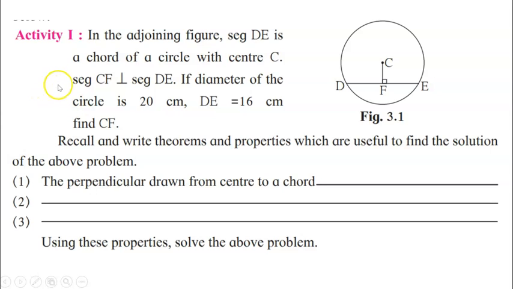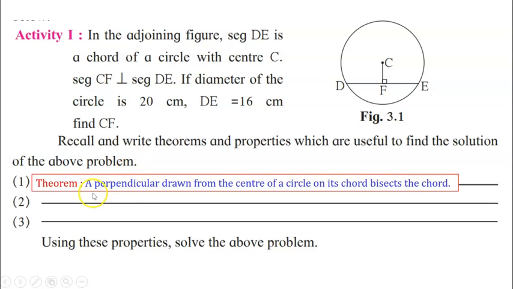Now see this here, first activity. In the adjoining figure, segment AB is a chord of a circle with center C. Segment CF is perpendicular to segment AB. If the diameter of the circle is 20 centimeter and AB is equal to 16 centimeter, find CF. Recall and write theorems and properties which are useful to find the solution of the above problem.